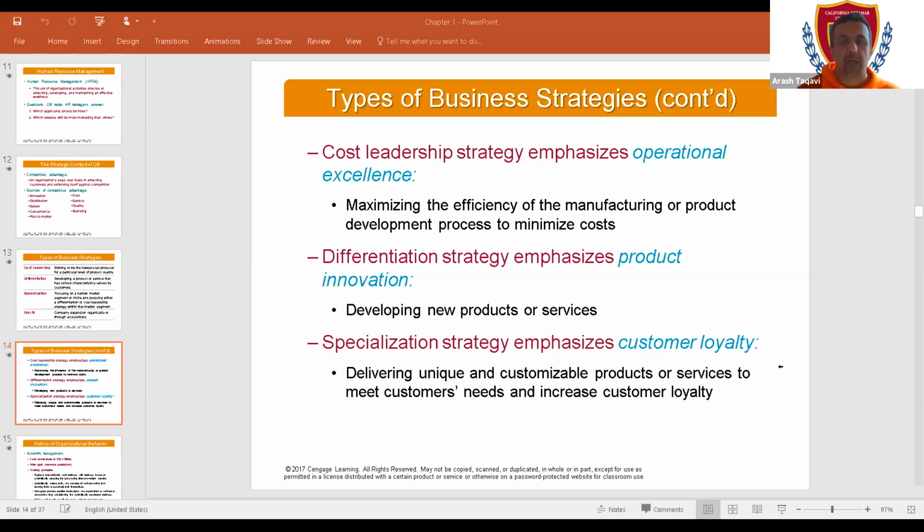Maximizing the efficiency of the manufacturing or product development process to minimize cost is the cost leadership strategy emphasis. So we have two keywords: cost and operations. Differentiation strategy emphasizes product innovation, so differentiation is related to innovation. And a specialization strategy emphasizes customer loyalty. Specialization is related to loyalty: delivering unique and customizable products or services to meet customer needs and increase customer loyalty.